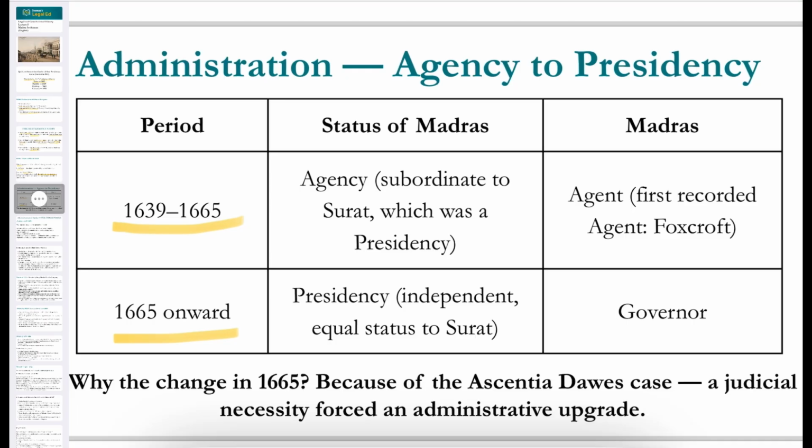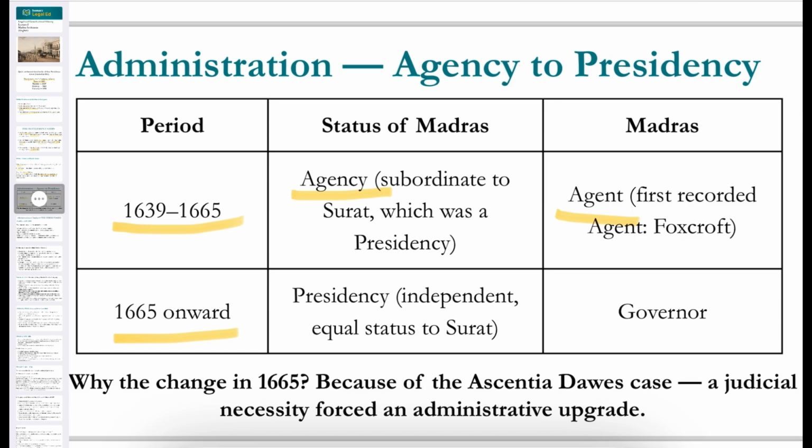From 1639 to 1665, Madras was not independent. It functioned as a subordinate outpost of Surat, which was already a presidency. The head of Madras during this period was called as an agent, and Madras was an agency. It was not a presidency, it was an agency. So the administration hierarchy was that Surat was presidency and Madras was agency under the Surat presidency.